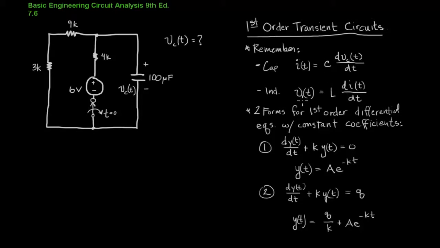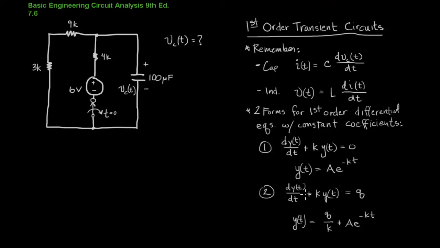Additionally, first-order linear differential equations with constant coefficients are relatively simple to solve. The circuits that we're going to look at here only come in two kinds of forms. First, you have a first-order differential equation with the constant coefficient k, in which the equation is equal to 0. If that's the case, then this is your answer, and A will equal the initial conditions of the circuit. We'll look at that in just a moment.